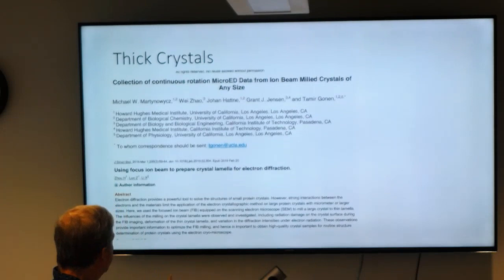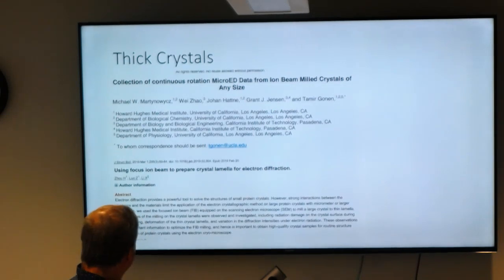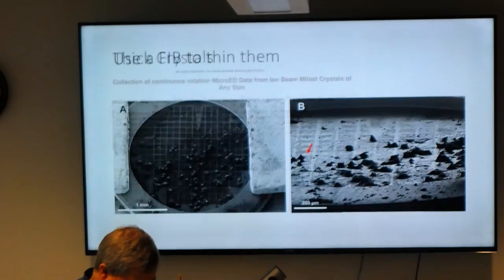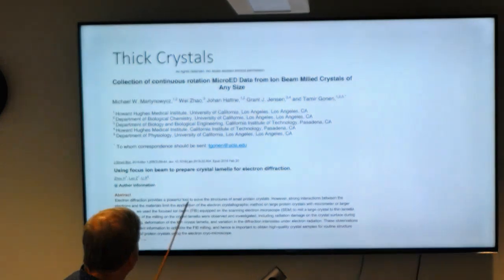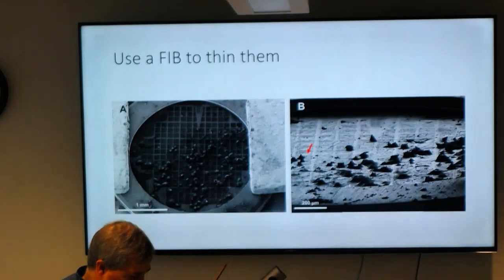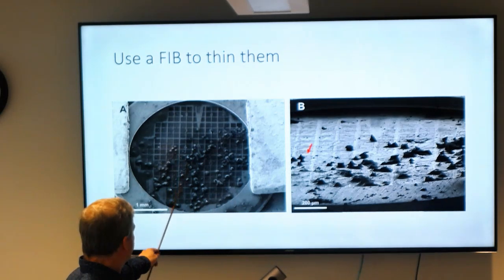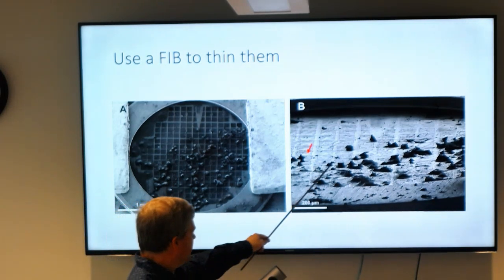For thick crystals, there have been a couple of papers recently where they propose using focused ion beam milling to make them thin enough for microED. One was by Tamir's group, and another was a group in China who did the same sort of technique. This image is all from Tamir's paper. They freeze crystals onto a grid in the normal way: you blot your solution onto the grid and freeze it, and these crystals are all big. This is the view from the SEM beam, and this is the view from the ion beam.